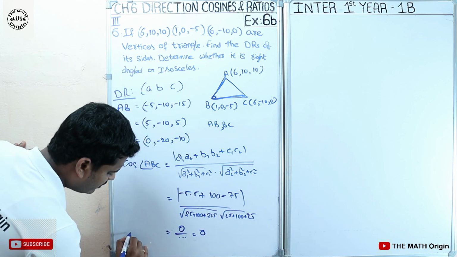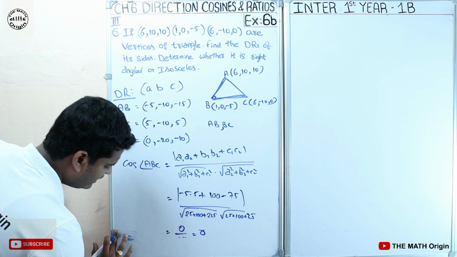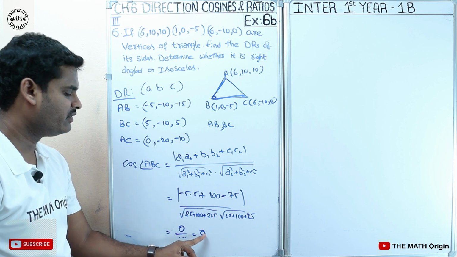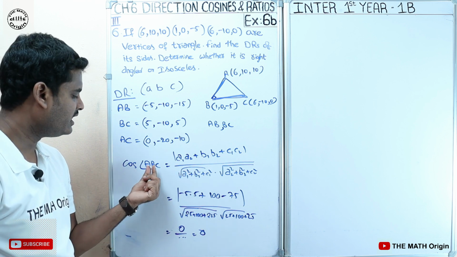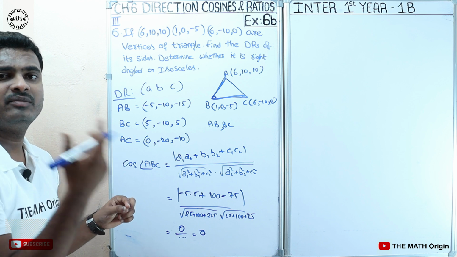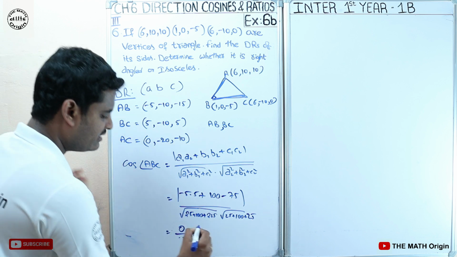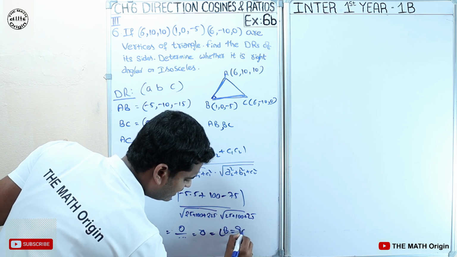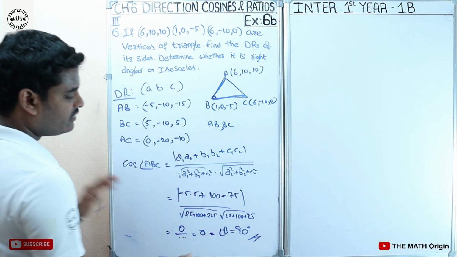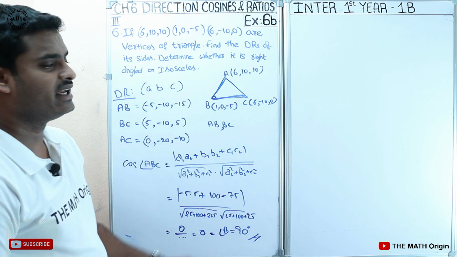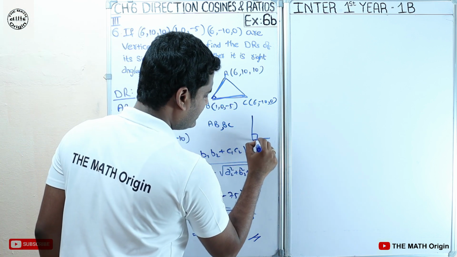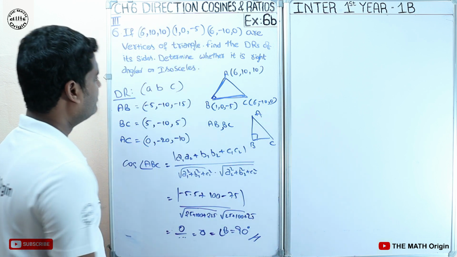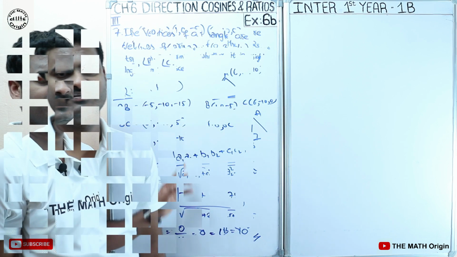Now we see cos of angle ABC equals 0. When will the angle value be 0 for cos? It will be 90 degrees. Therefore angle B is equal to 90 degrees. With this we can confirm that the given triangle is a right angled triangle. Therefore here ends our sixth problem.